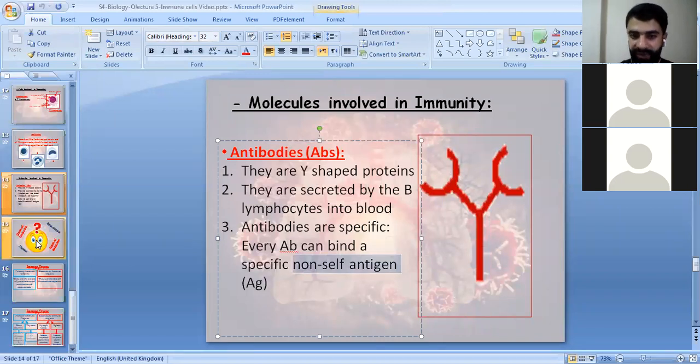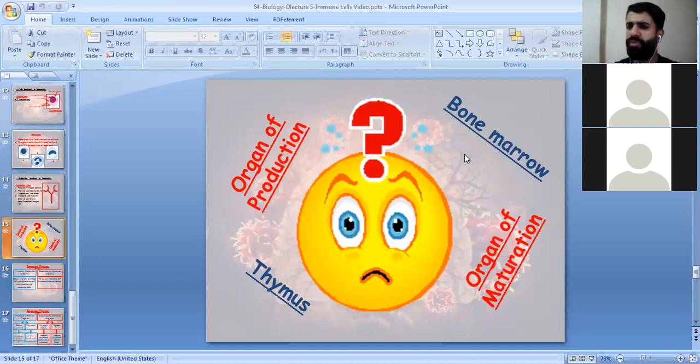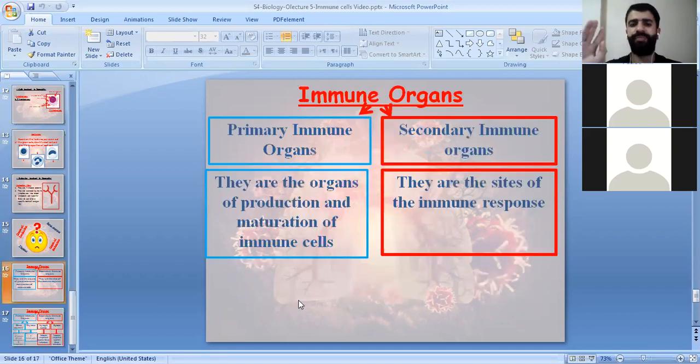So, bone marrow and the thymus. What's the difference between bone marrow and thymus? What are the organs of production and the organs of maturation? Where are the B lymphocytes produced? Where are the T lymphocytes produced? We have primary immune organs and secondary immune organs. We have to differentiate between them. Primary, the first one: they are the organs of production and maturation of the immune cells.